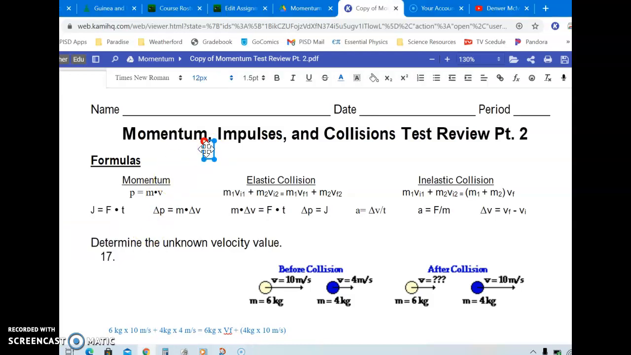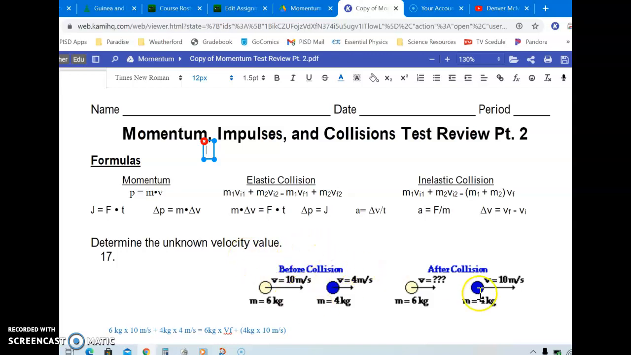So this is for this test that you'll be taking this afternoon. There will be some elastic and inelastic collisions problems, and some that use the impulse and change in momentum. The fact that they're equal to each other: impulse is equal to change in momentum, and therefore force times time, which is the impulse, is equal to mass times change in velocity, which is the change in momentum. All right, but let's talk about elastic and inelastic first.